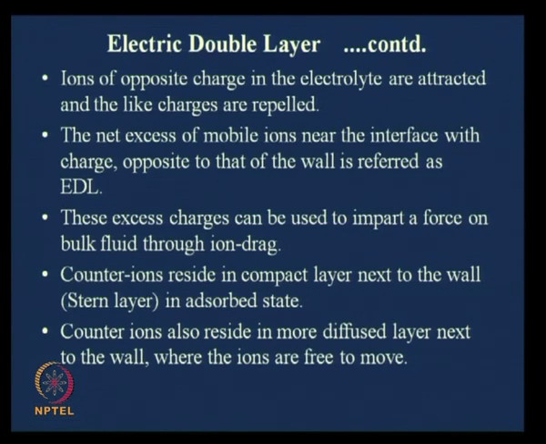So, what we discussed in the last class, quickly through this PowerPoint slide: ions of opposite charge in the electrolyte are attracted and the like charges are repelled. The net excess of mobile ions near the interface, with the charge that is opposite to that of the wall, is referred to as the electric double layer. These excess charges can be used to impart a force on the bulk fluid through ion drag. That is exactly what I mentioned here.